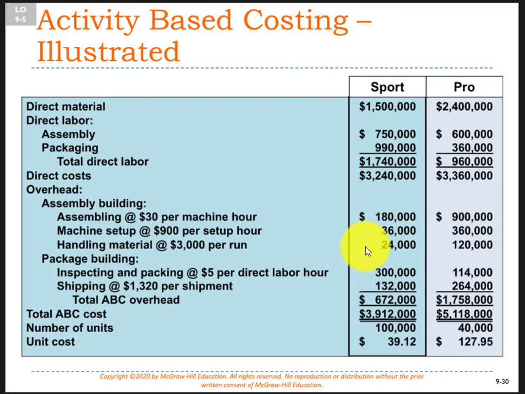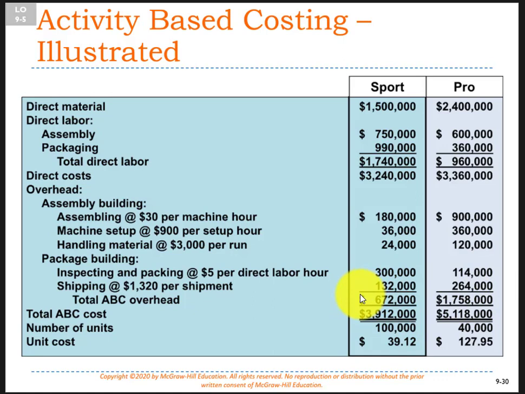So here is all of our overhead costs added up, just like it was on the earlier slide. And then we have our direct costs. Nothing changed up here, folks. No direct material, direct labor, all that stayed the same. The only difference is how we allocated our overhead.